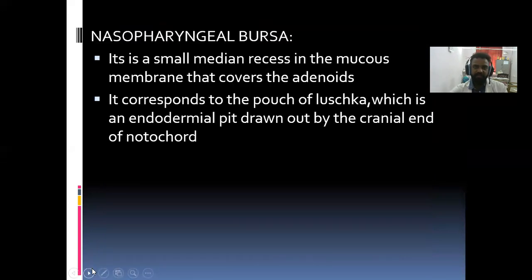Next will be the nasopharyngeal bursa. What does it mean and what is that? It is a small median recess in the mucous membrane across the adenoids, and it corresponds to the pouch of Luschka, which is an endodermal pit drawn out by the cranial end of the notochord.